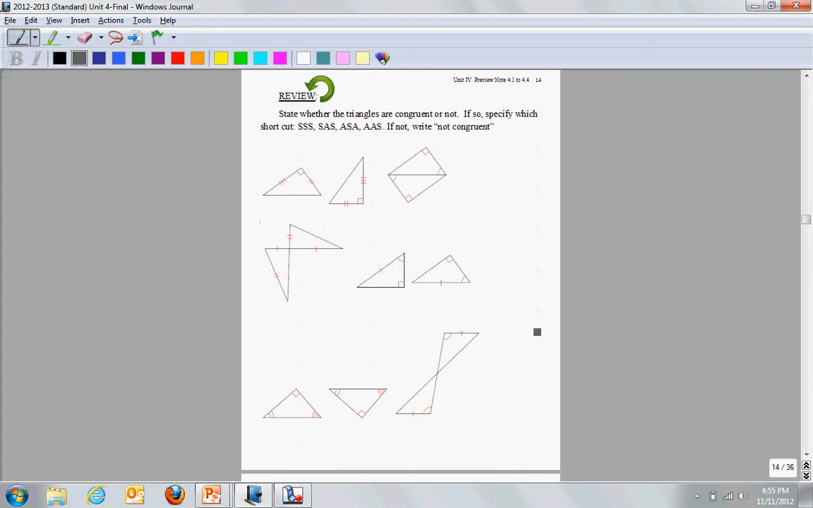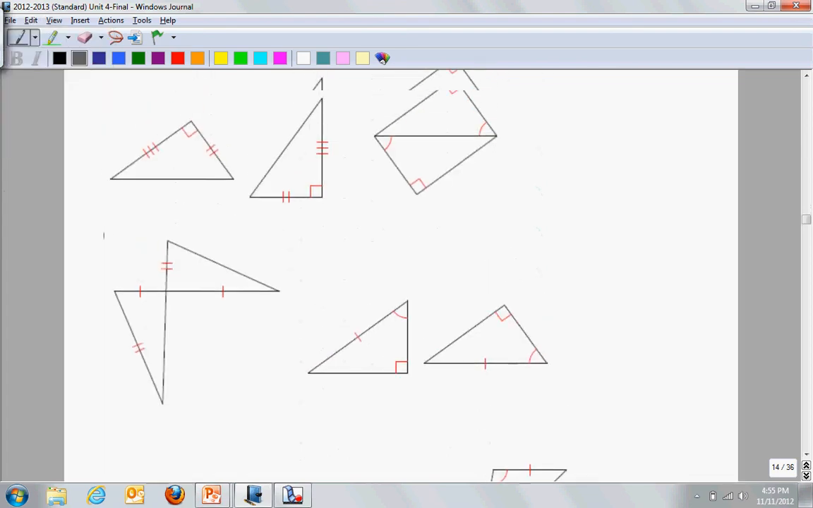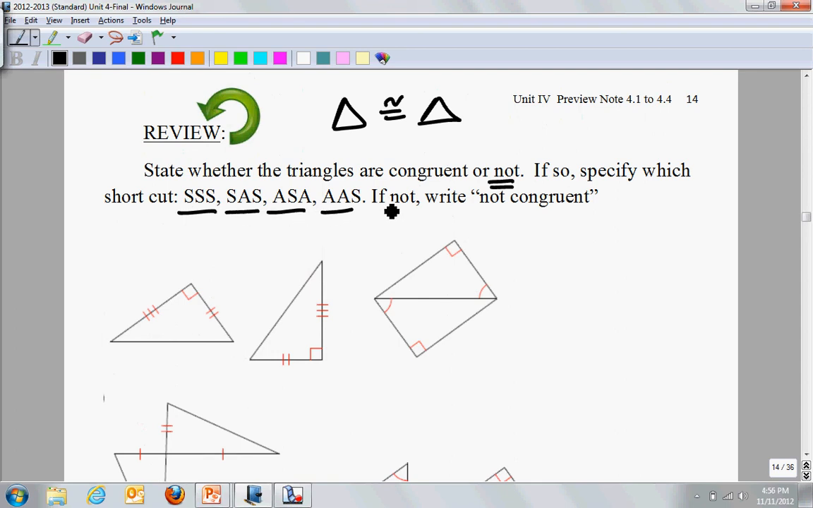All right, in the last chapter, we talked about how triangles can be congruent using the following shortcuts: side, side, side; side, angle, side; angle, side, angle; or angle, angle, side. We're going to state whether the triangles are congruent or not. If so, specify the shortcut. If not, write not congruent. I'll do the first one, you do the rest.